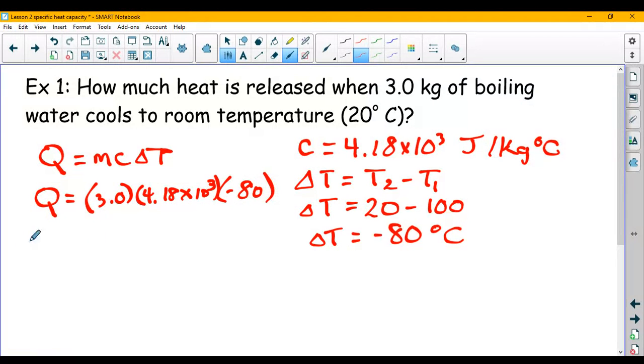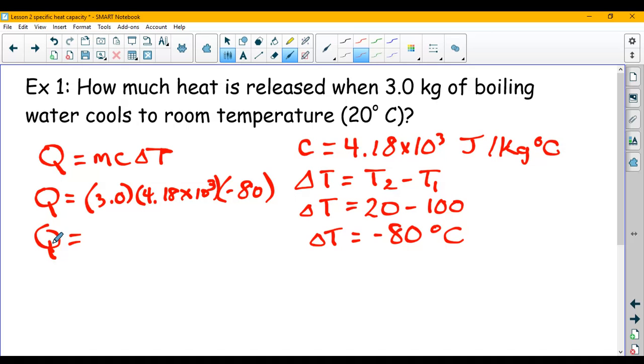The negative is important because what the Q being negative tells me is that it's releasing heat, and it is releasing heat. I know it's releasing heat because otherwise it wouldn't be cooling off, right? So I have to make sure that I have the right number.